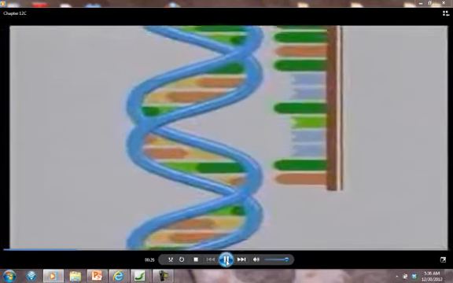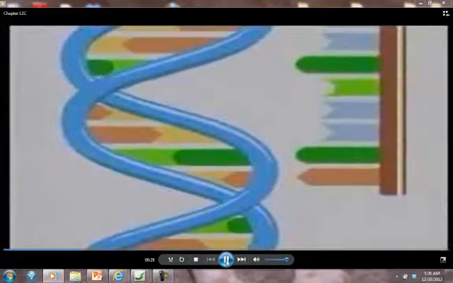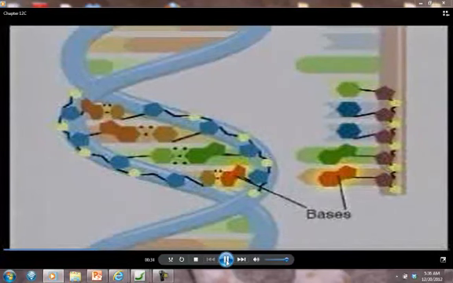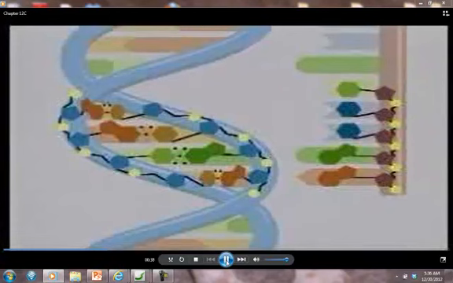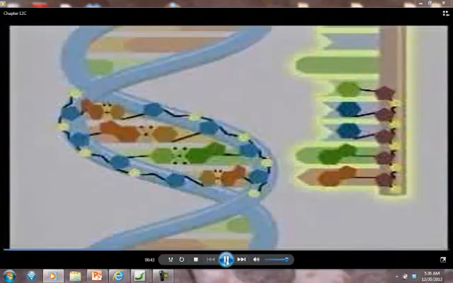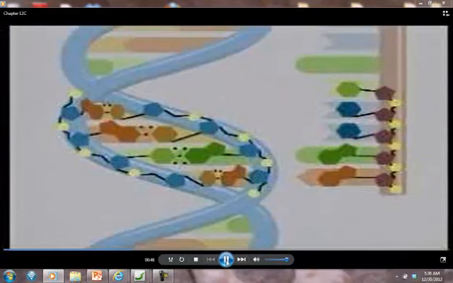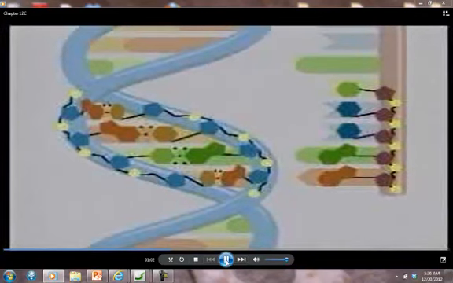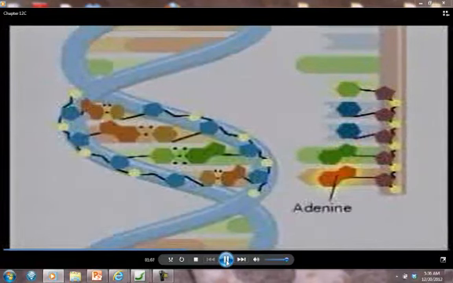Both DNA and RNA are long chains of nucleotides. Each nucleotide contains a sugar, a phosphate group, and one of 4 bases. RNA is different from DNA in 3 important ways. First, RNA is a single strand. Second, RNA has a different type of sugar called ribose in its nucleotide. Third, RNA contains the base uracil instead of thymine. The other bases found in RNA are the same as in DNA. They are cytosine, guanine, and adenine.